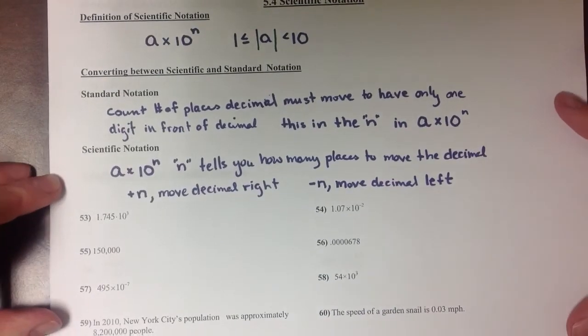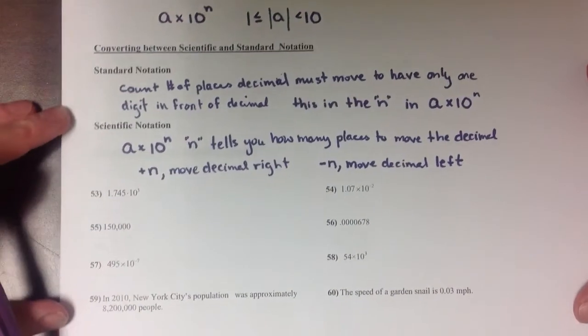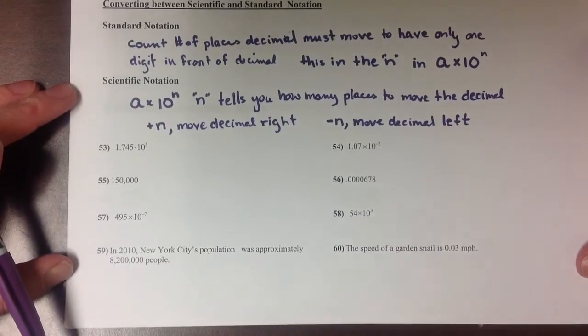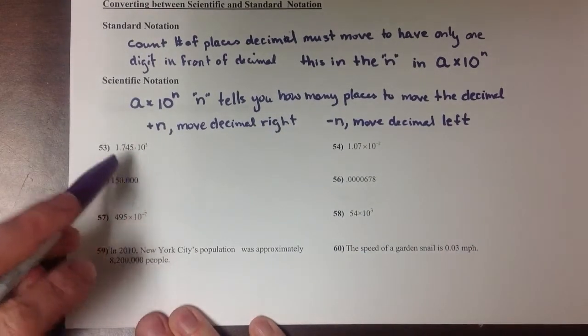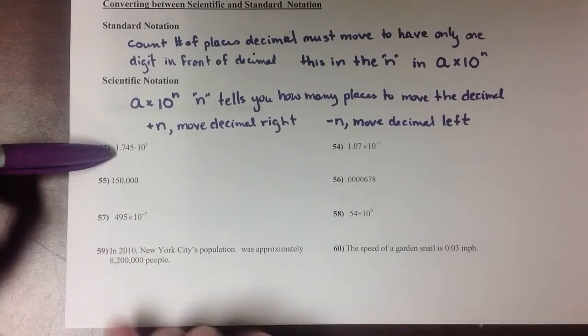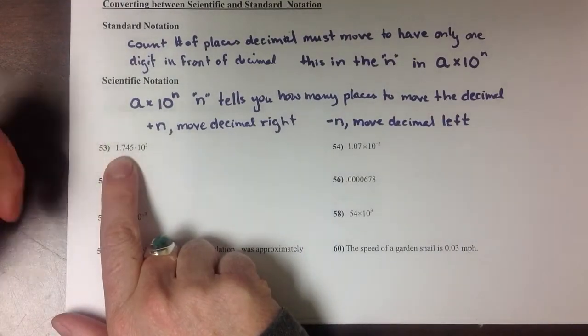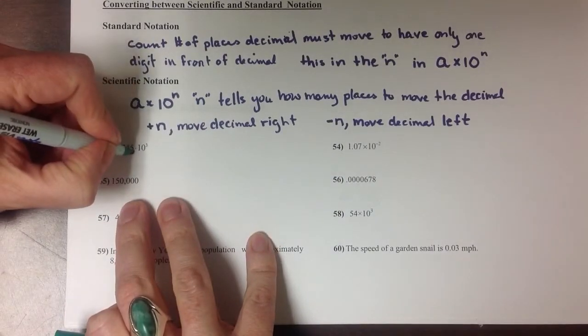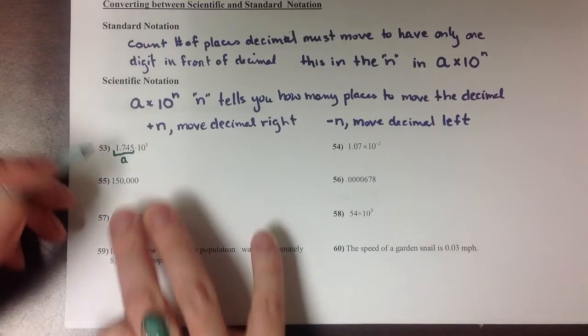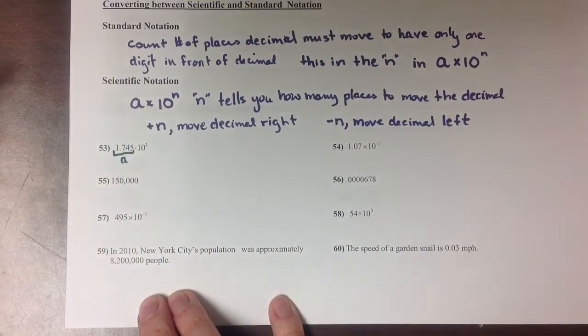Now let's look at some examples of applying these two ways of using scientific notation. So our first example is going to have us taking a number that's in scientific notation. You can see this one is of the form A. This 1.745 right here is our A, and it's getting multiplied by 10 to the third.